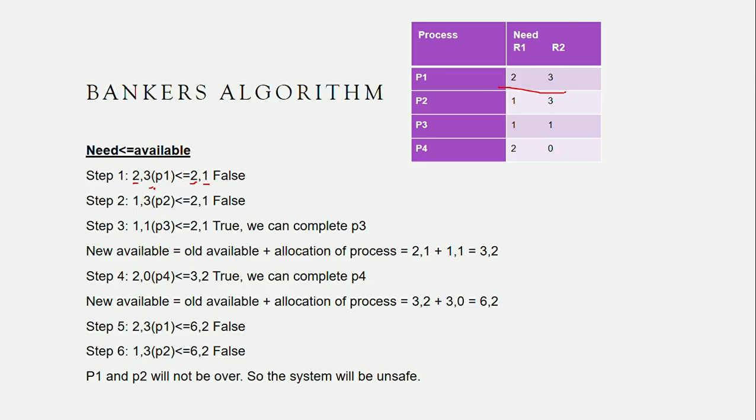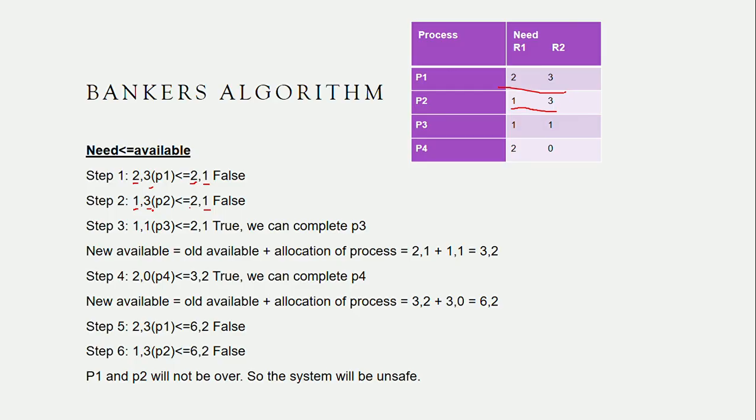Step 2: we have to check the second process. The second process requires 1, 3 resources. The availability is 2, 1. So you can see out of 2 I can allocate 1, but out of 1 I cannot allocate 3. So that's why the P2 request also we cannot satisfy. Need is not less than or equal to availability. So we cannot allocate the resources for P2.